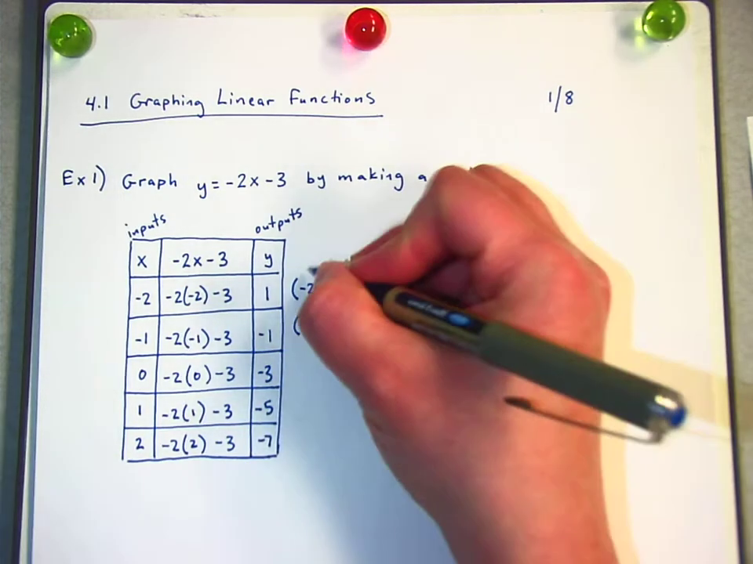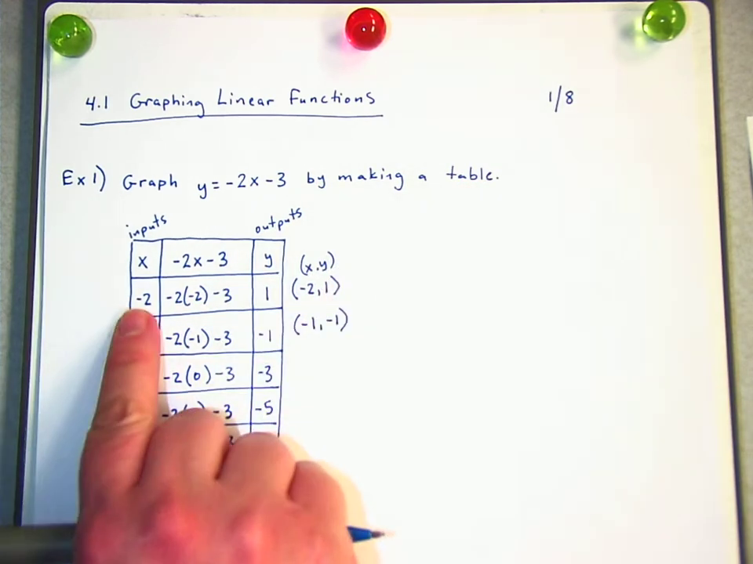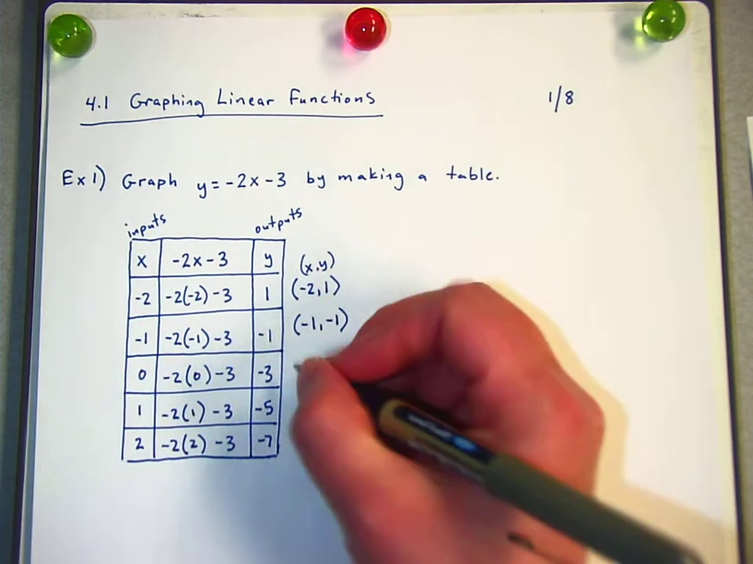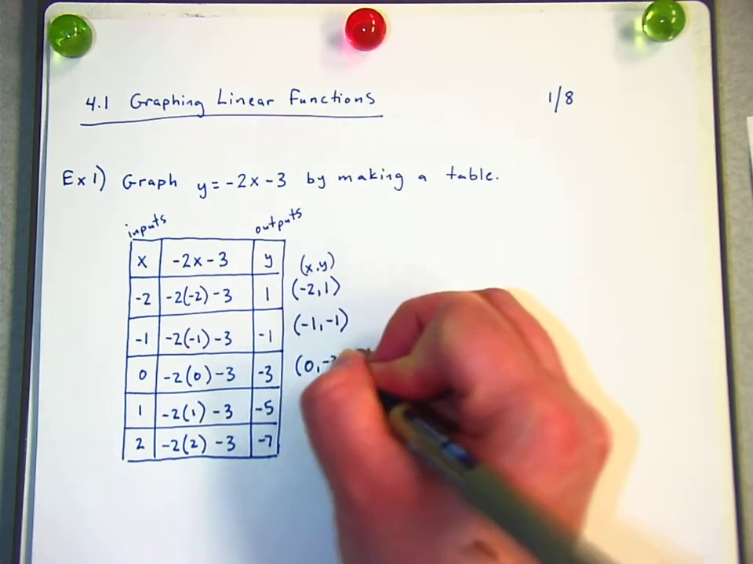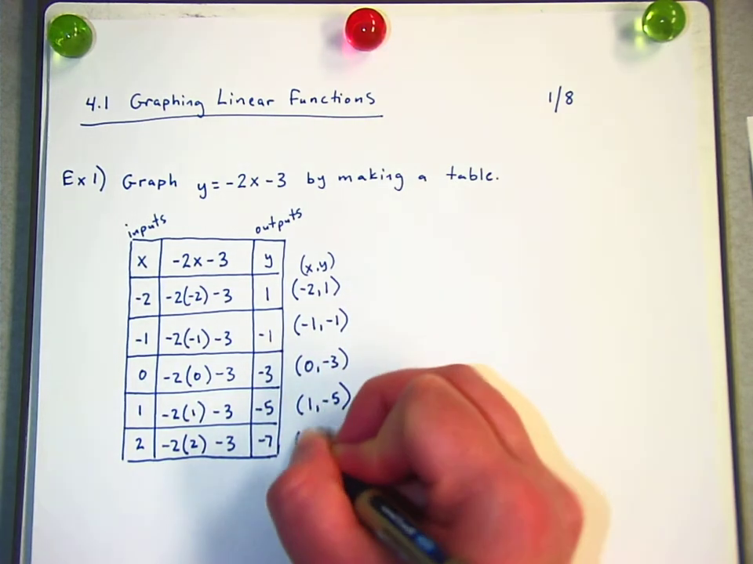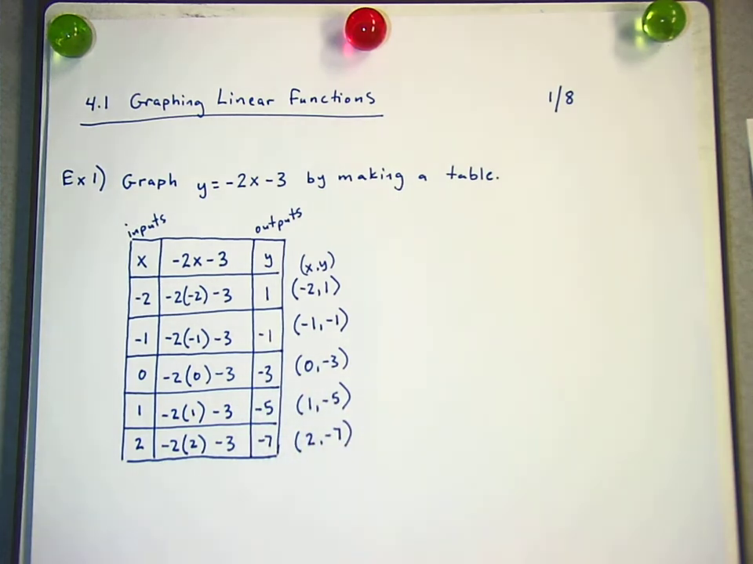Over here, I'm writing all of my xy points. So the x is here, the y is there, so -2, 1, -1, -1. This one is 0, -3. This one's 1, -5. This one's 2, -7. And then what I'm going to do is I'm going to graph these points separately.